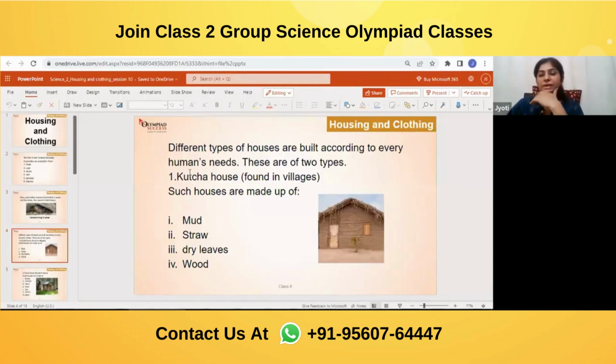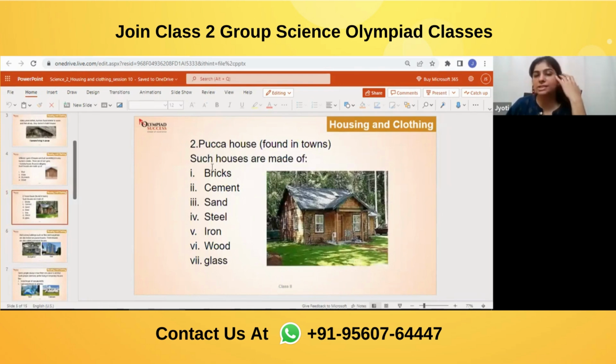Now, different types of houses are built according to every human's need. Like we also live in a house. Whatever we want, that only is there in our house. So whatever we require in our house, those things we have. There are two types of houses. One is kacha houses, as I told you, found in villages, which are made from mud, straw, dry leaves and wood.